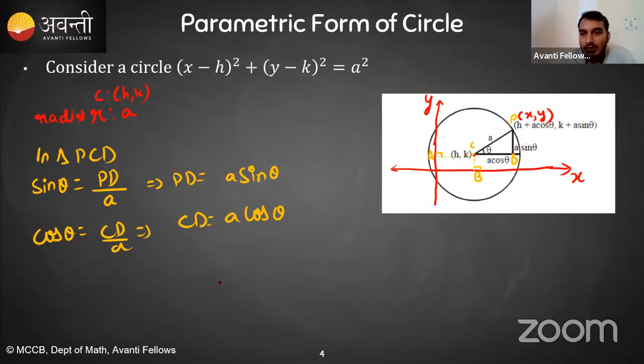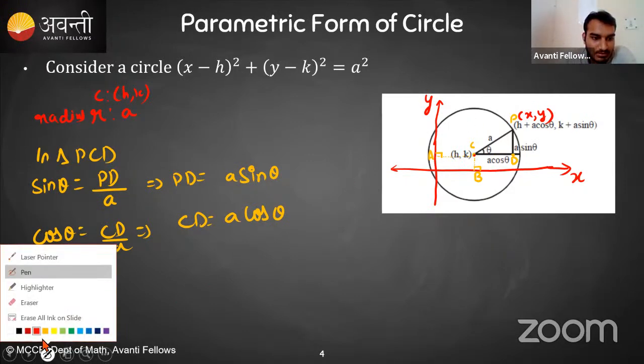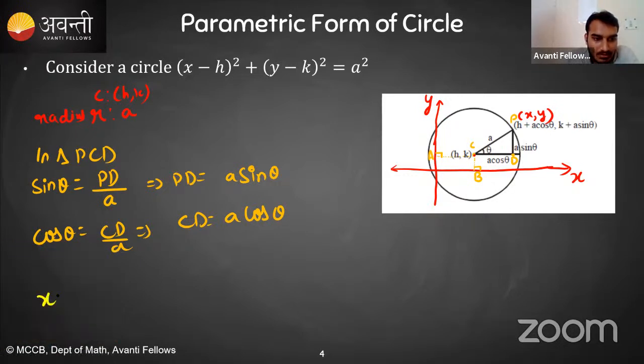Now, if I want to know this distance x, this x can be written as AC plus CD. Yes or no? And if the coordinate of the center is (h, k), then if I drop this perpendicular, CA is nothing but h only, right?